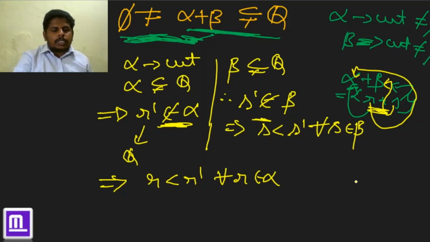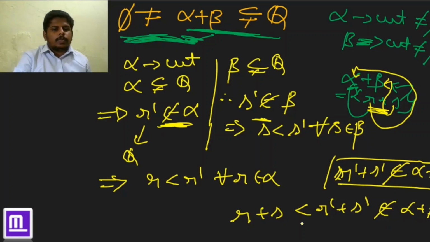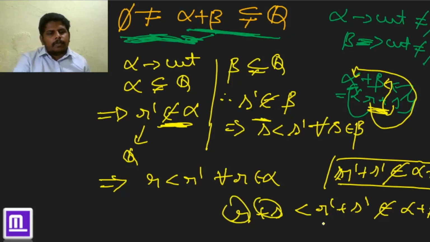So the thing is, r dash plus s dash does not belong to alpha plus beta. This is clear. And also r plus s is always less than r dash plus s dash, which does not belong to alpha plus beta. That means for any pair r and s, we can find this r dash plus s dash which does not belong to alpha plus beta, and also it is greater.